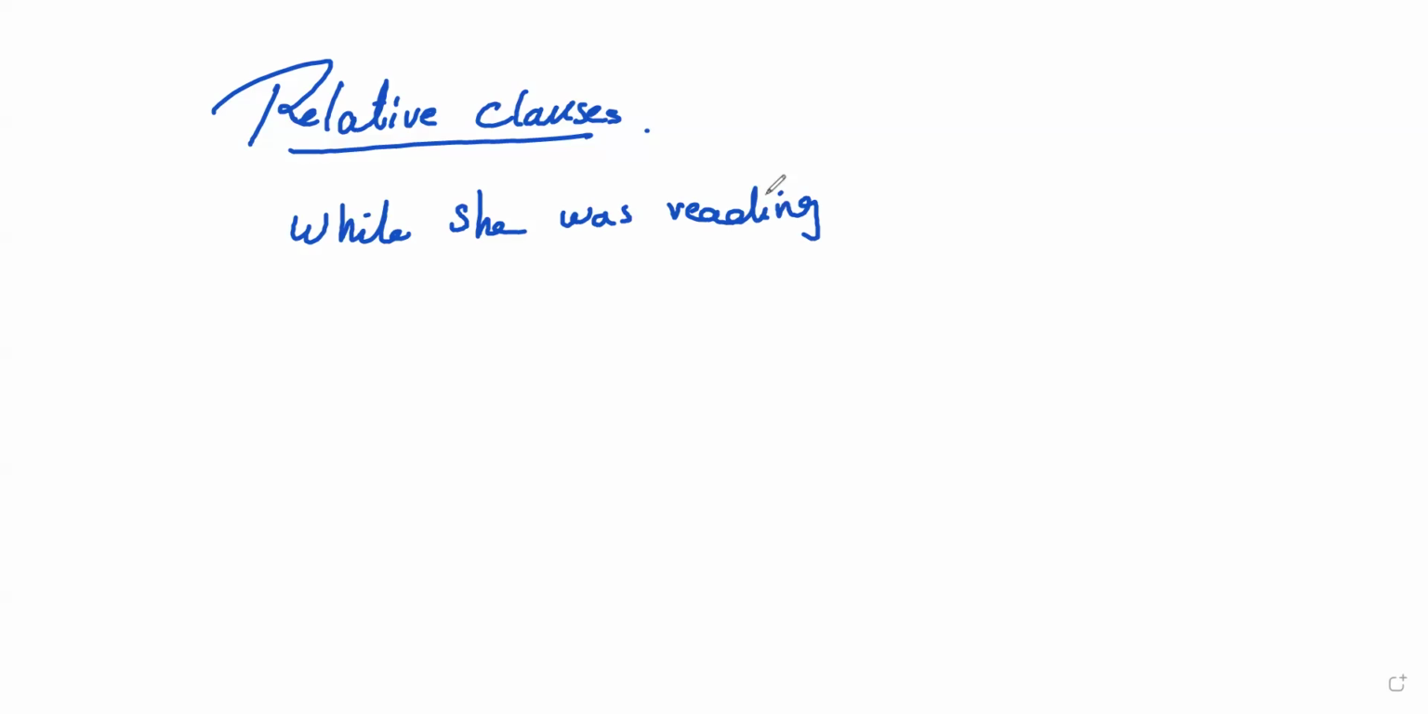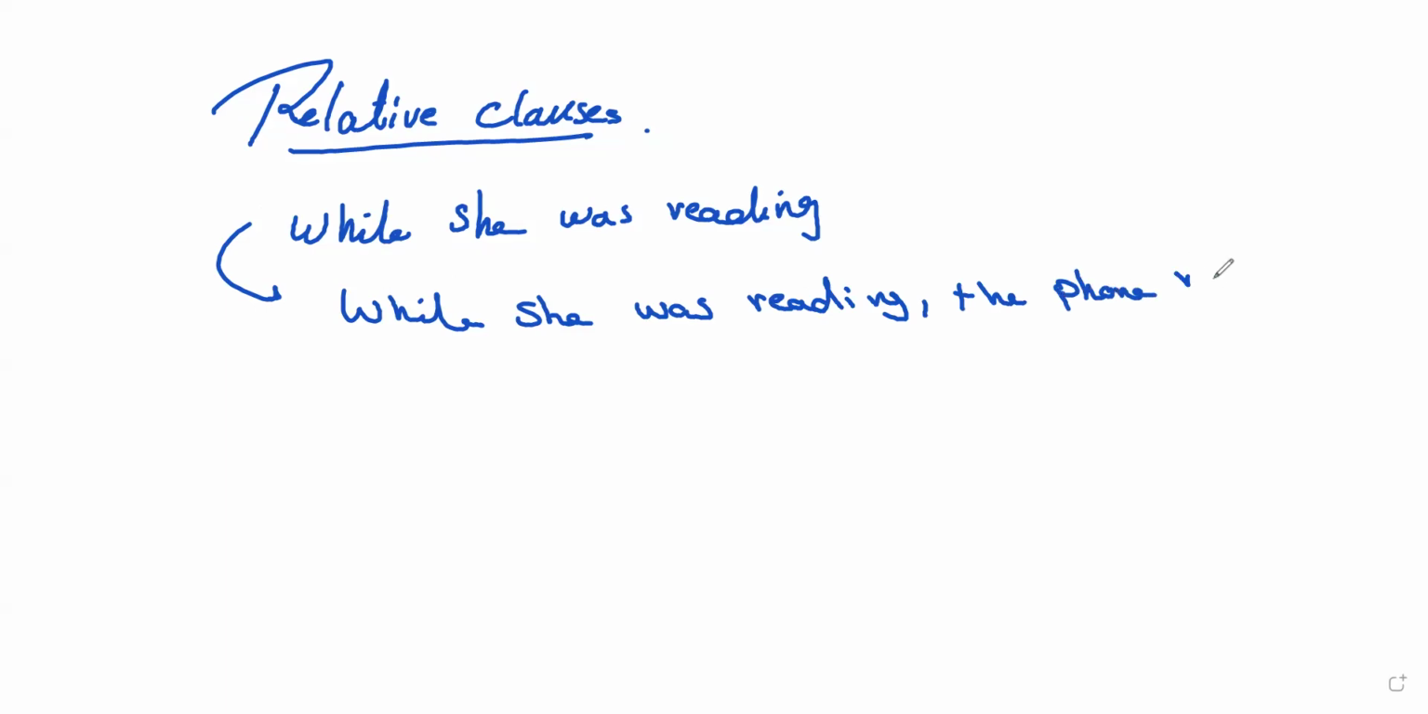complete. It's incomplete. Complete sentence: "While she was reading, the phone rang." It's a complete sentence. So "while she was reading" is a clause, subject, verb, but it needs another part. It needs another part to make a complete sentence.